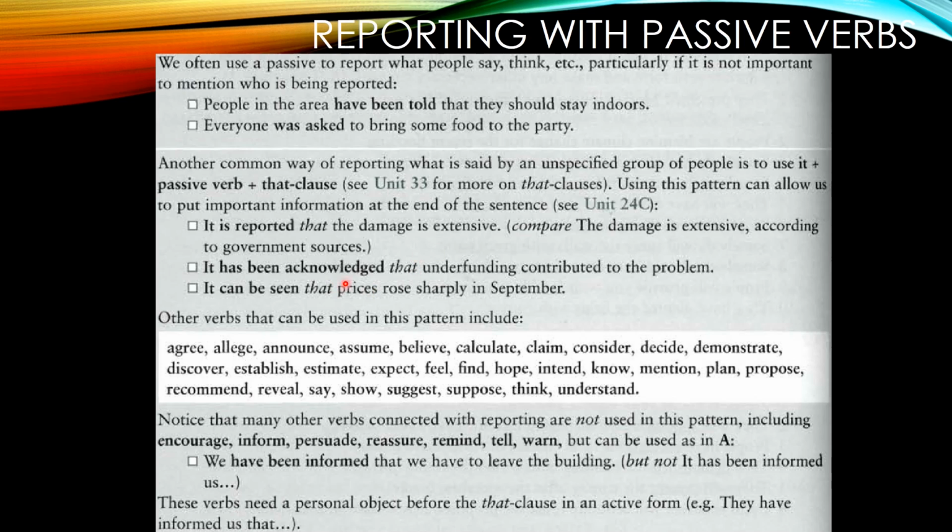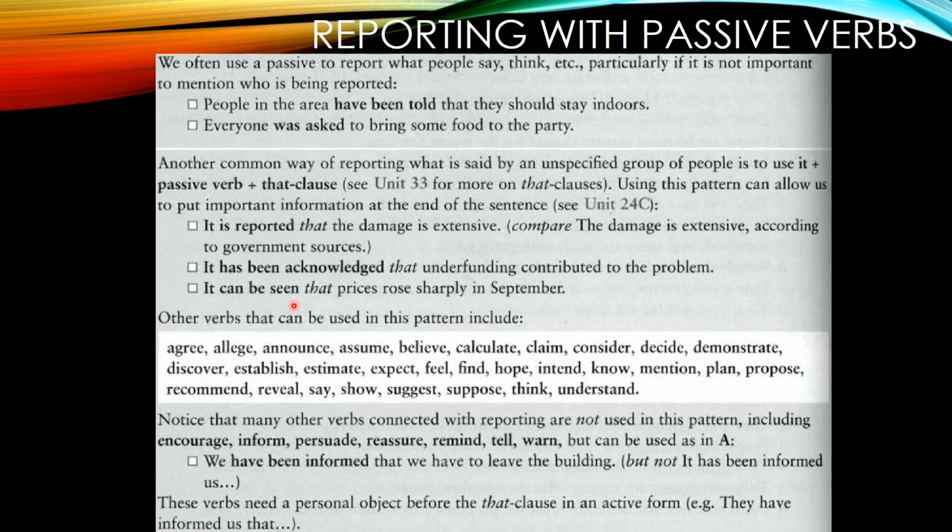It has been acknowledged that underfunding contributed to the problem. Maybe it was the scientists who thought so. Maybe it was some other people. It's not important, but we need to make the information known, and that's why we use it has been acknowledged. It's present perfect passive, that underfunding contributed to the problem. That is the most important thing for us.